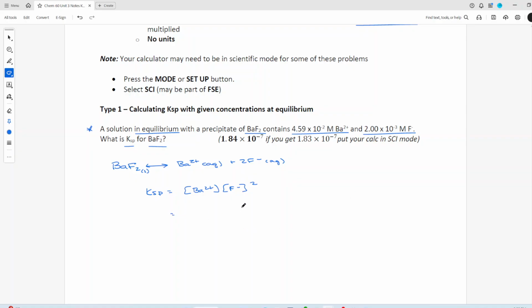Now, they gave me the concentration of barium at equilibrium. So I've got a saturated solution and I'm at equilibrium. And my concentration of barium is 4.59 times 10 to the negative 2. And my concentration of fluoride ions is 2.00 times 10 to the negative 3. And then that one's going to be squared. Okay, so let's go plug this into our calculator.